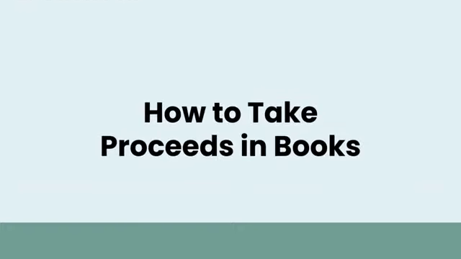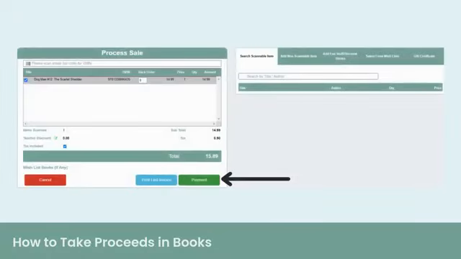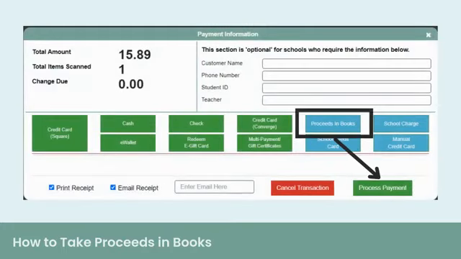How to take proceeds in books. To take proceeds in books, go to Process a Sale, scan or enter the titles you want, then click Payment. Click Proceeds in Books, then click Process Payment.